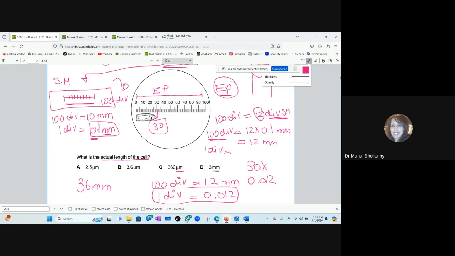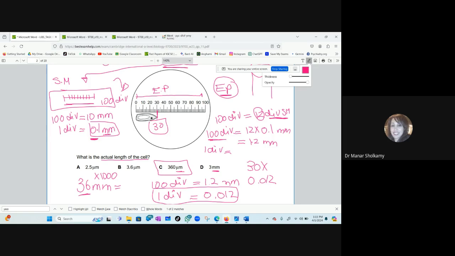To convert it to micrometers, what do we do? Come on, this is the last step. To convert to micrometers, 1 millimeter times how many? Times 1,000. So 1 millimeter is 1,000 micrometers. Yes? So 36 times 1,000, the answer will be 360 micrometers.